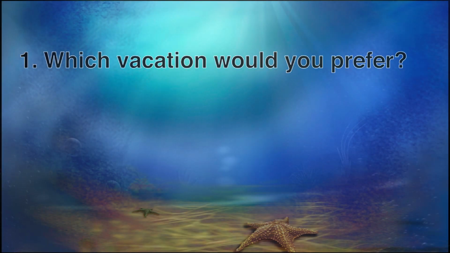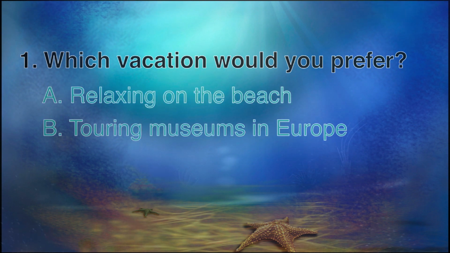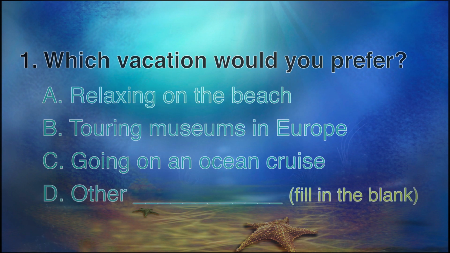You want to create an item like this. Which vacation would you prefer? A. Relaxing on the beach. B. Touring museums in Europe. That's what I would choose. C. Going on an ocean cruise. D. Other. And you want your survey takers to be able to fill in the other blank with their own typed response. Here is how you do that in Qualtrics.